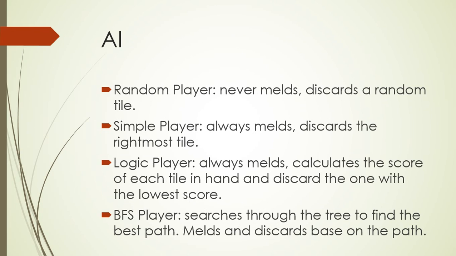The AIs that I wrote for this project are the following. The first one is the random player. It never melds and it discards a random tile in hand. And the simple player, it always melds and discards the rightmost tile in hand. And the third one, the logic player, always melds, and for discarding, it calculates the score of each tile and then discards the one with the lowest score. I did not implement the BFS player. And now for the demo.